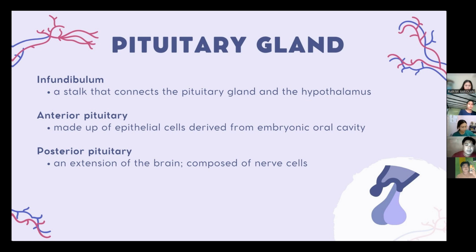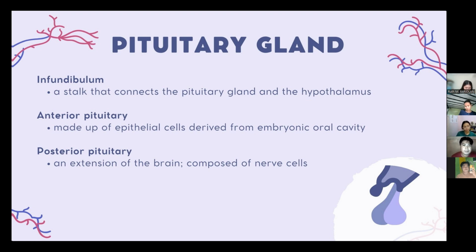The anterior pituitary is made up of epithelial cells derived from embryonic ectoderm. It is one of the two lobes of the pituitary gland, controlled by the hypothalamus. It is responsible for creating and releasing over 6 different hormones that affect many different bodily processes.